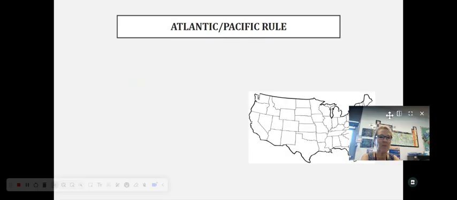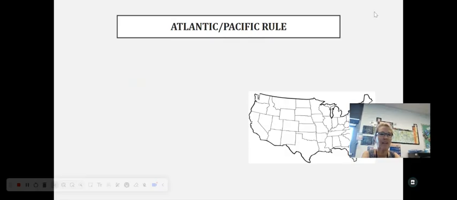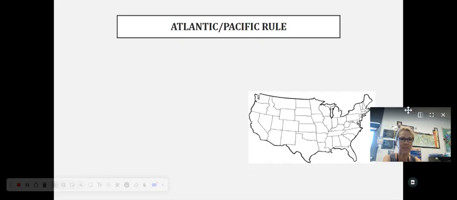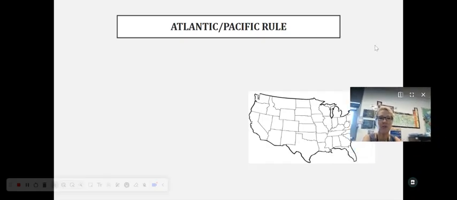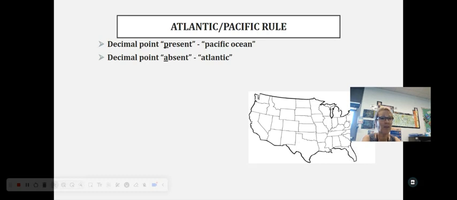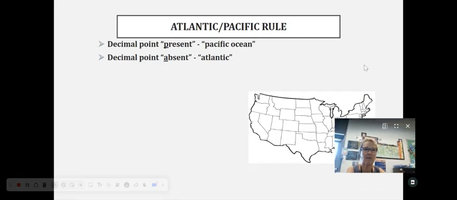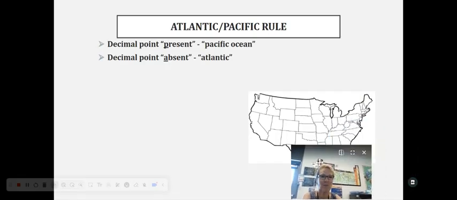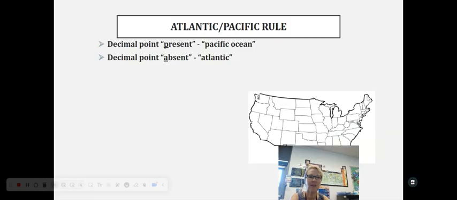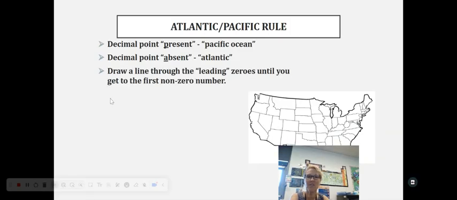Now, a way to remember these things is known as the Atlantic-Pacific rule. Look at a shape like the United States and follow the rule. If the decimal point is present, we start at the Pacific side, and from there we count. If the decimal point is absent, we start at the Atlantic side, which would be this side of the United States map. So this is how we do it.